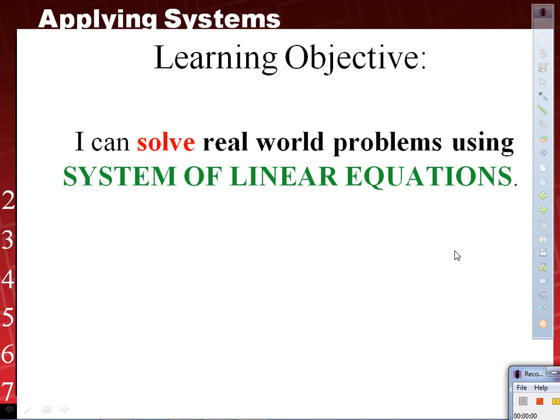Title your notes, Applying Systems Part 4. Today we're going to finish up with systems of equations, and then we're going to move on tomorrow with inequalities. So, our objective for today, I can solve real-world problems using systems of linear equations.